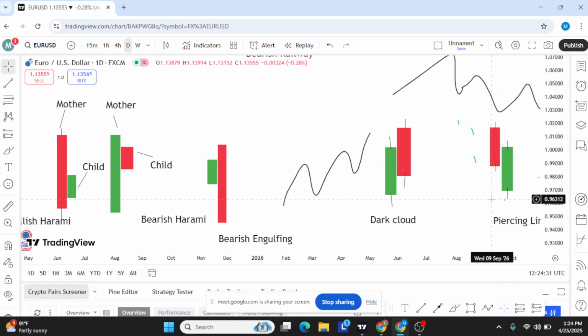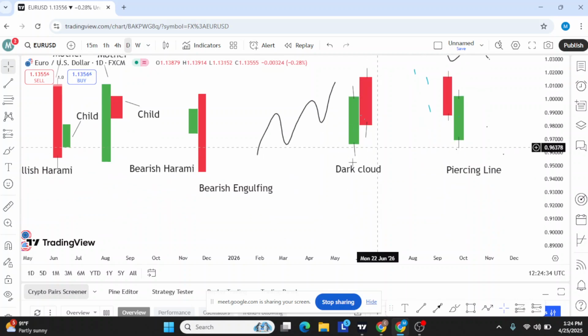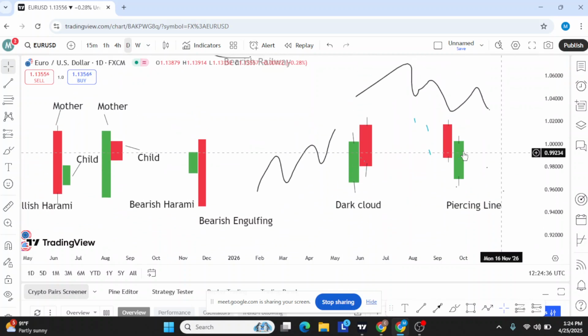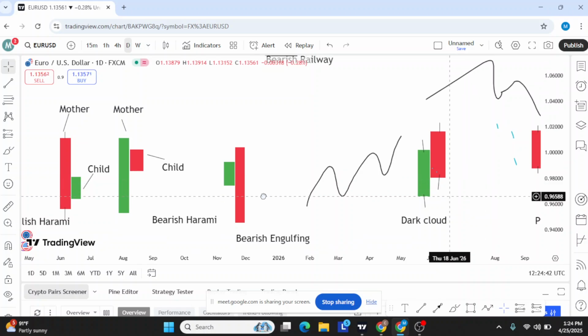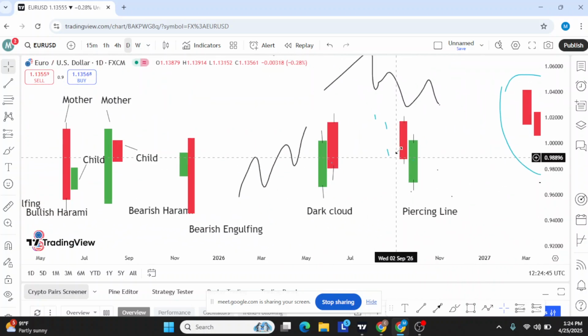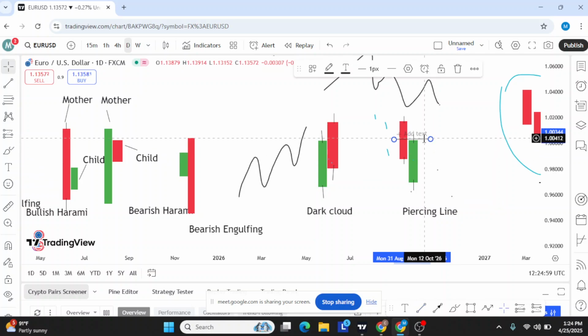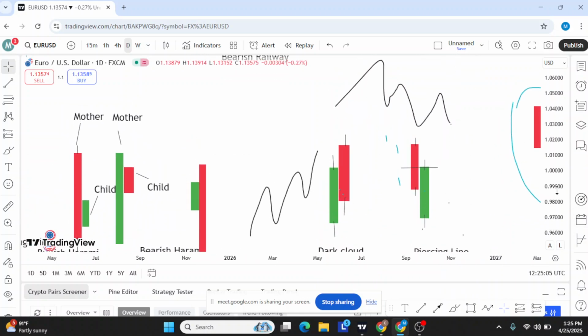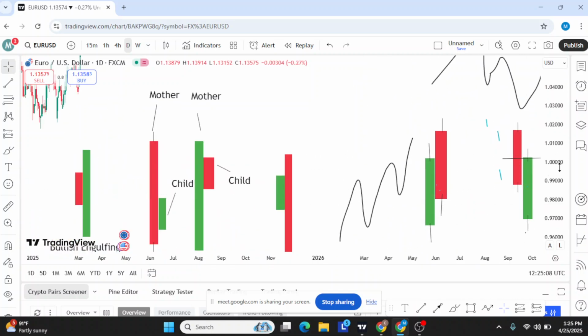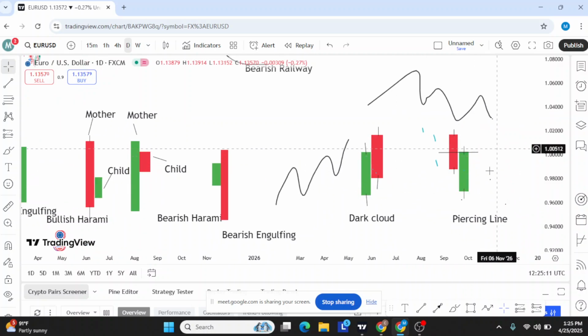Yes. You see, for you to consider this dark cloud or piercing line, what you want to see is, after the formation of this bearish candle, the next candle you want to see has to close 50%, has to close half. Like for example, now see this. You can see it closes above the 50% of this candle. So with this formation, it is an indication that the buyers are in.